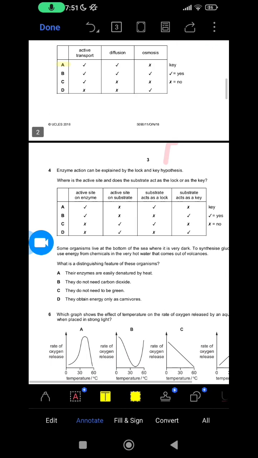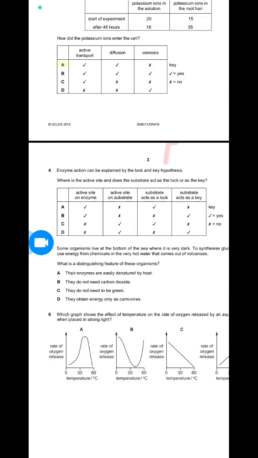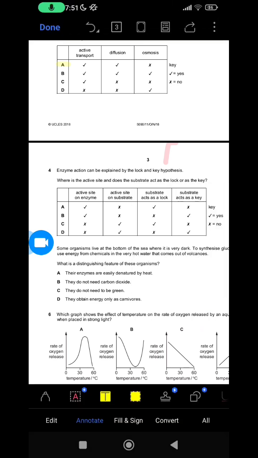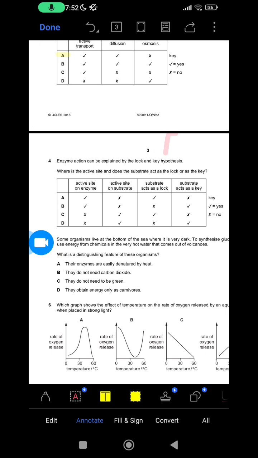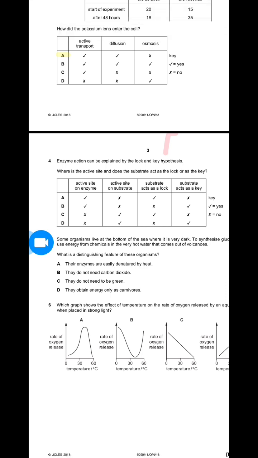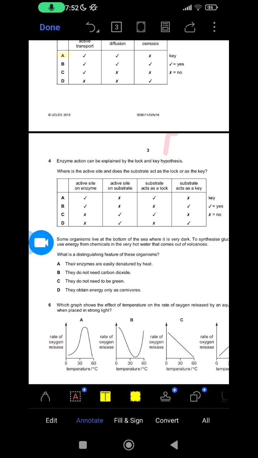Moving on. Question 4. Enzyme action can be explained by the lock and key hypothesis. Where is the active site and where does the substrate act as the lock or as the key? Now as we know, active site is on the enzyme and the substrate acts as a key. So the answer will be B. Let me just quickly highlight B, then we can move on.